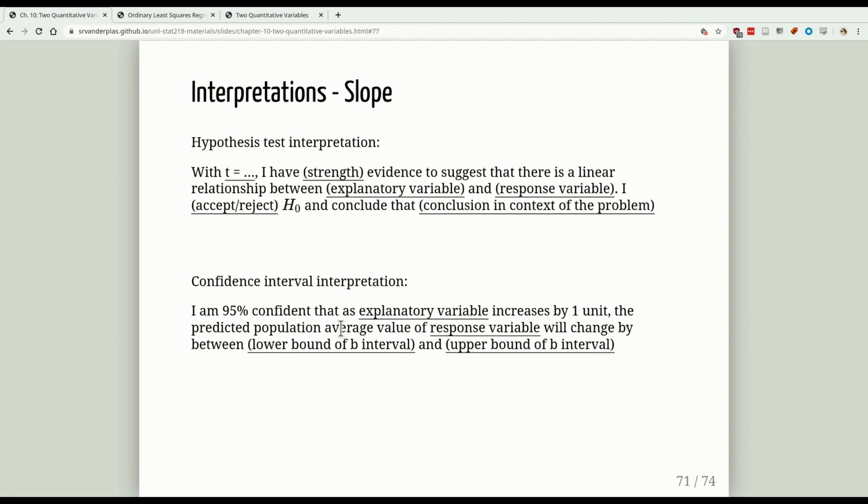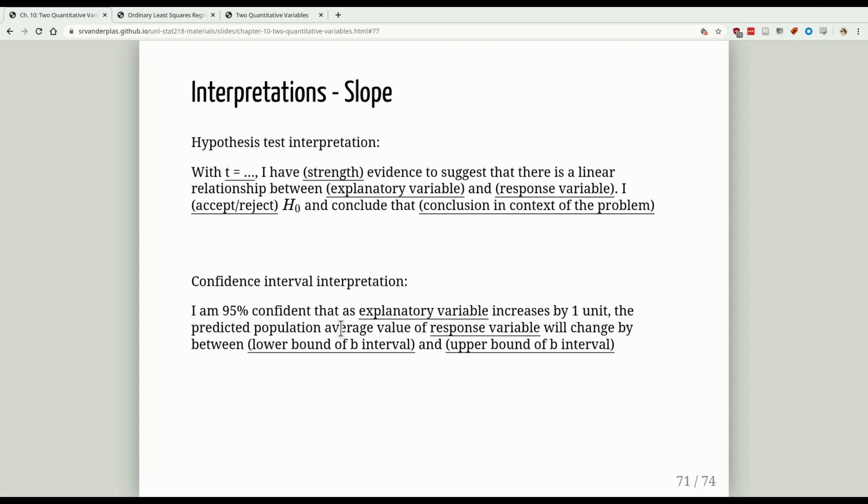So if we're interpreting things, we've got a hypothesis test. We say with t equals blank, I have some sort of strength of evidence to suggest that there is a linear relationship between x and y. I either accept or reject the null hypothesis and conclude something related to the context of the problem.